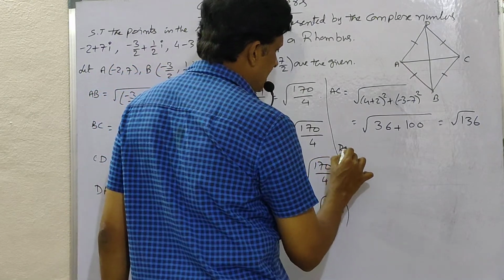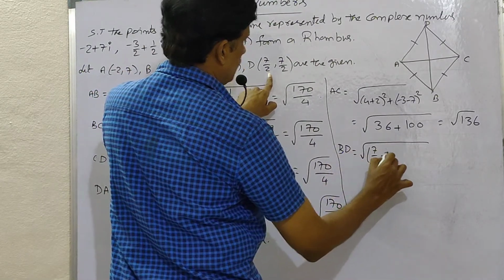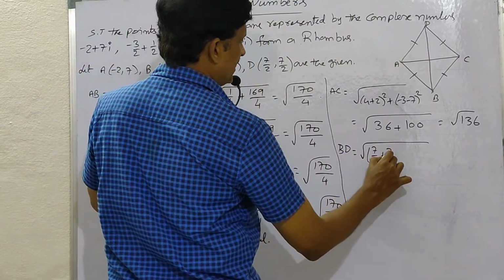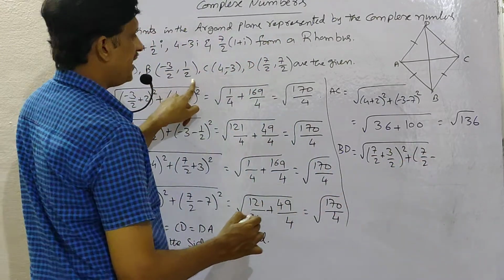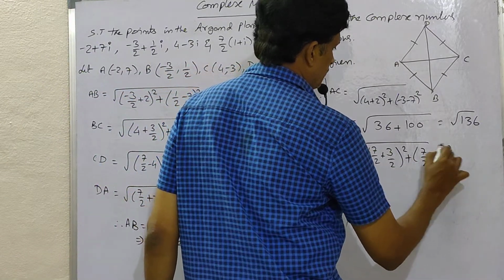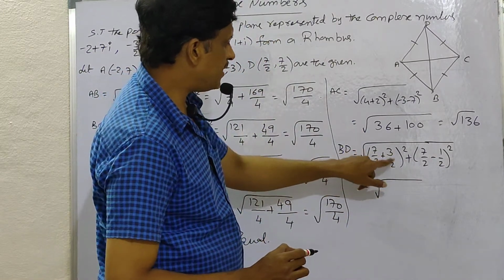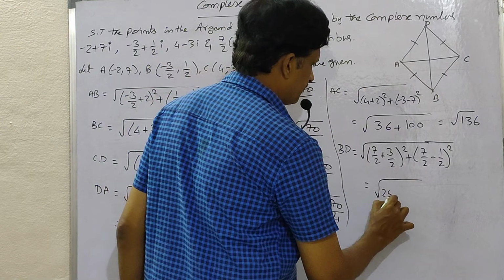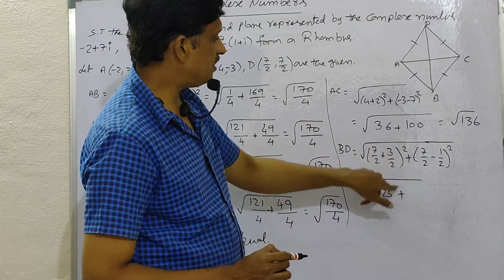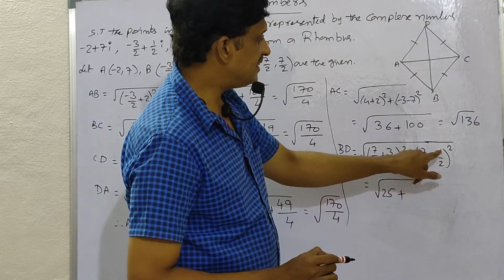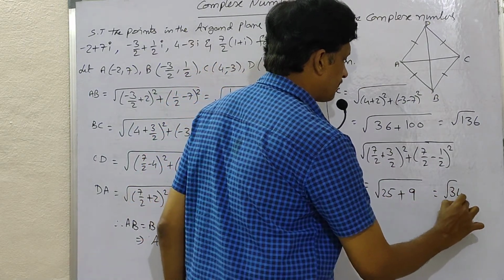And now measure the length of the other diagonal BD. That is 7 by 2 minus 3 by 2, that is plus 3 by 2 whole square plus 7 by 2 minus 1 by 2 whole square. So 7 by 2 plus 3 by 2 will be 10 by 2, that is 5. 5 square is 25. Here it is 7 minus 1, 6 by 2, 3. 3 square is 9. So you are getting root 34.